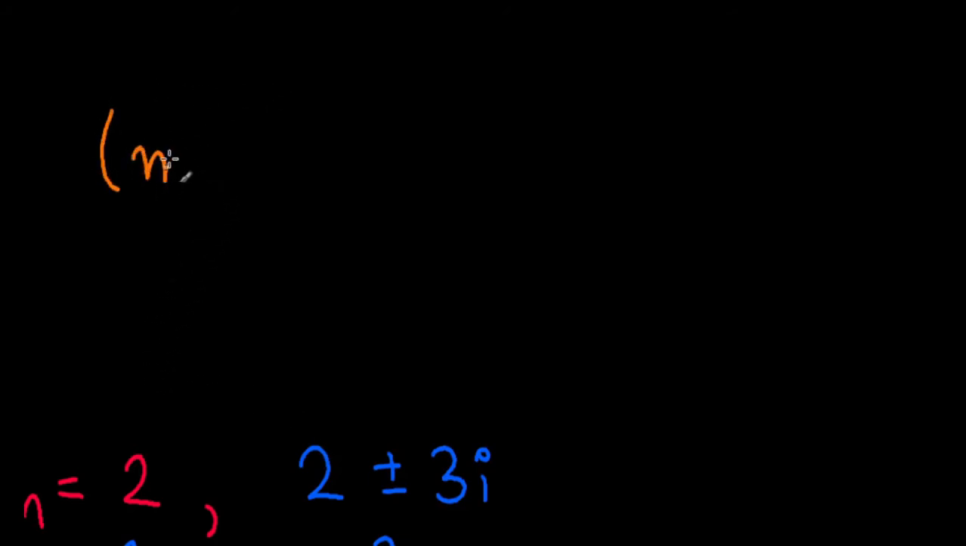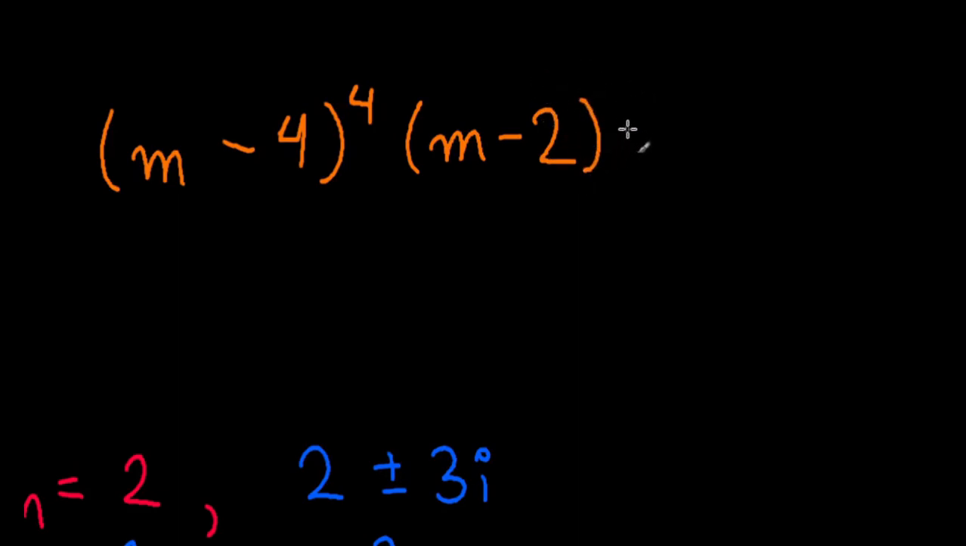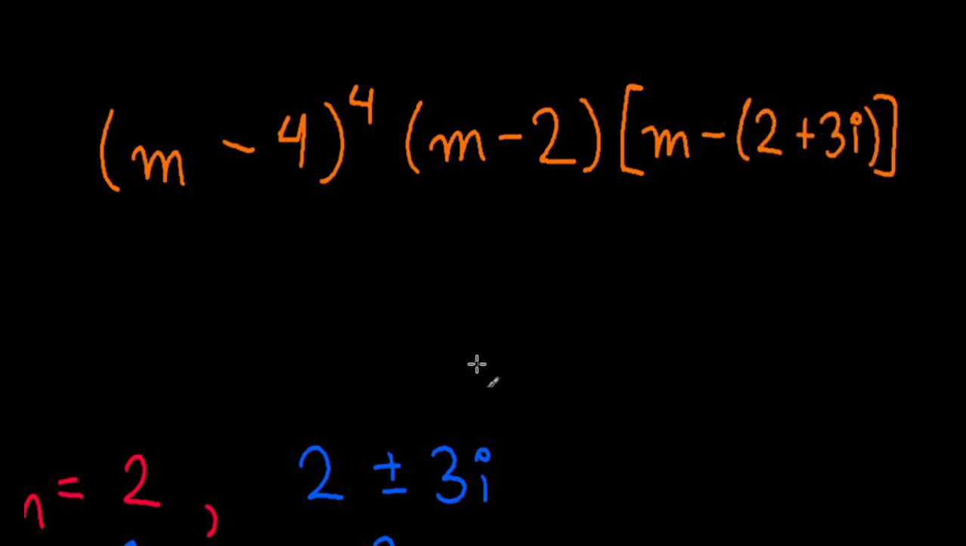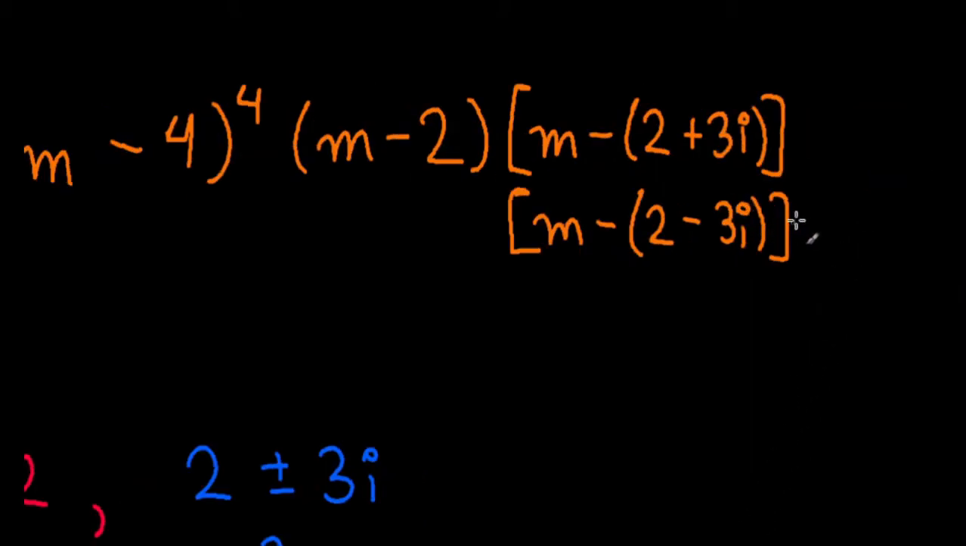If m equals 4 is the root, m minus 4 needs to be a factor of our characteristic equation polynomial, and this has to have a power of 4, since we said that this is repeated 4 times. m minus 2 is a distinct root, so this is just to the power of 1. And then you have, actually I'll use square brackets, m minus 2 plus 3i, m minus 2 minus 3i. This is also a root. All of this is going to be equal to 0.